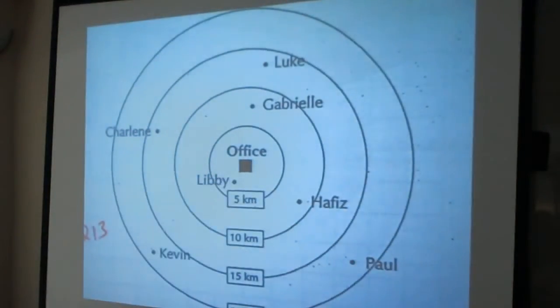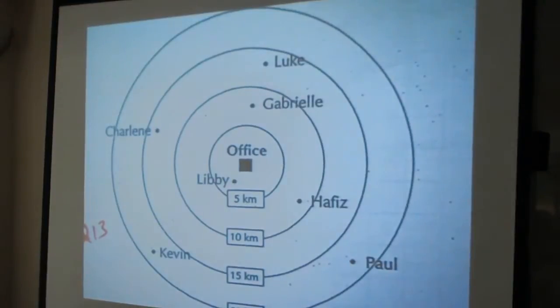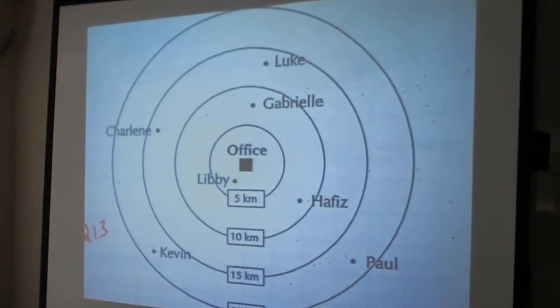This is question number 13. I'm going to read out the question so we can keep the diagram nice and big. Okay, the diagram shows the distances that some people have to travel to work. They all work at the same office. Write the name of a person who has to travel between 5 and 10 kilometers. Between 5 and 10 kilometers, which person is that?